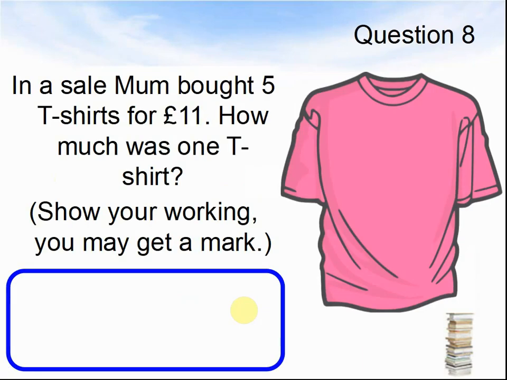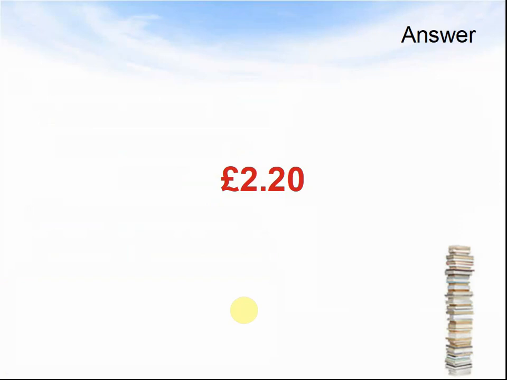Question 8. In a sale, Mum bought 5 t-shirts for £11. How much was 1 t-shirt? Show your working, you may get a mark. Pause the video until you are ready to see the answer. Here comes the answer. £2.20 per t-shirt. 5 times £2.20 makes £11. Let's look at the next question.